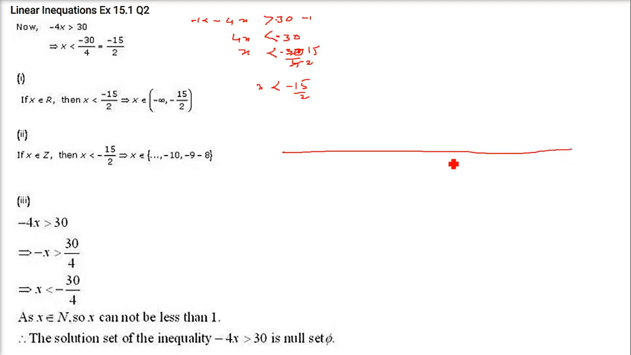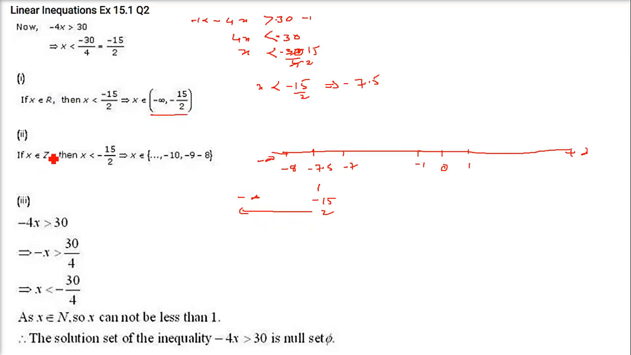Again, take the number line, mark a 0 here, and this is minus 15 by 2, that is around minus 7.5 we are talking. So if this is minus 1, we are somewhere here, minus 7.5. So minus 7 is here, minus 8 is here, like this. And of course 1 is here. So when we talk about x belongs to R and we say x is less than minus 7.5, since it is a real number, from minus 15 by 2 till minus infinity, so minus infinity to minus 15 by 2, this is for real numbers.